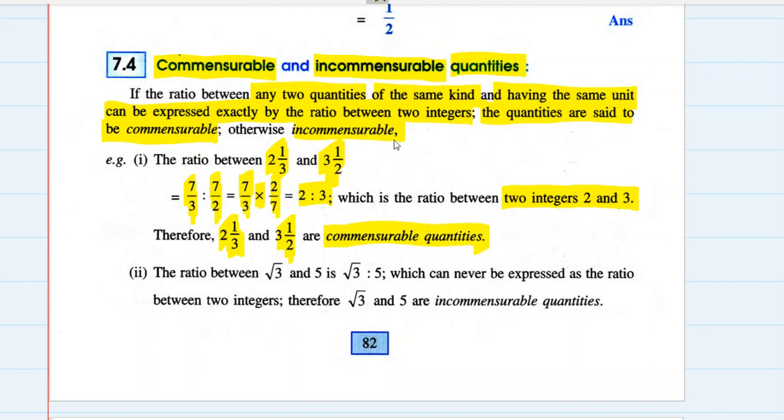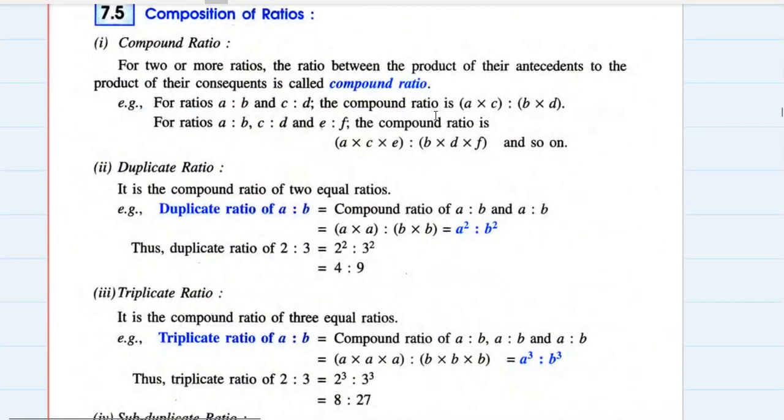Why are they commensurable? Because the ratio between any two quantities of the same kind and having the same unit can be expressed as the ratio between two integers. The ratio between these two quantities was able to be expressed as 2 is to 3, which is the ratio between two integers. That's why these two quantities are commensurable quantities. But what about the ratio between root 3 and 5, which is root 3 is to 5, which can never be expressed as the ratio between two integers? Therefore, root 3 and 5 are incommensurable quantities. Okay, note it down, please.